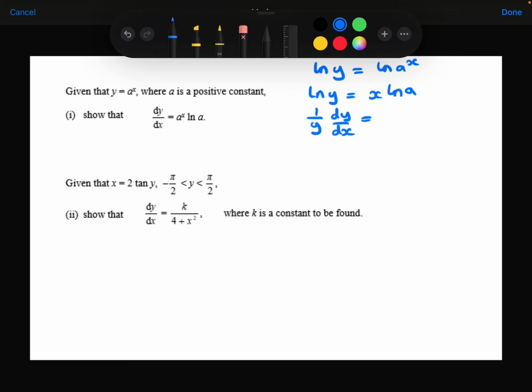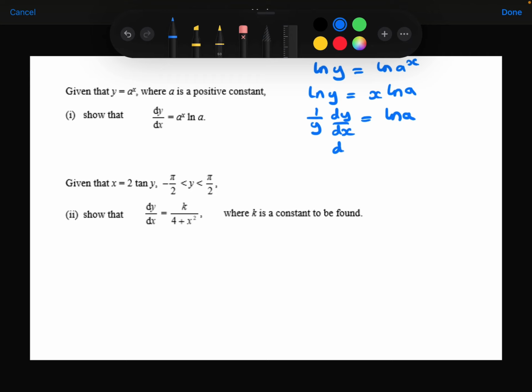Now differentiating x ln a with respect to x, well that's just ln a. Ln a is a number, so a number times x will differentiate to be that number. 2x differentiates to be 2, 3x differentiates to be 3, pi x differentiates to be pi, ln a x differentiates to be ln a.